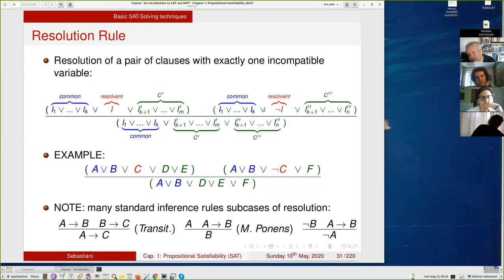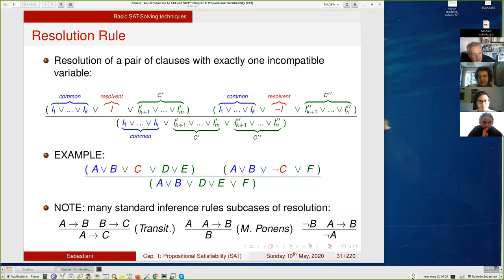If you knew that L is true, then this is a disjunction, so the resolvent goes away, and you have the common part and C second. So the result is the OR of the two cases, L is true and L is false: the common part and C prime, or the true case, which is again the common part, which we don't repeat, of course, because L or L is L, C or C is C, and the second part. So is it clear why this property holds? Everybody? Yes. Okay.